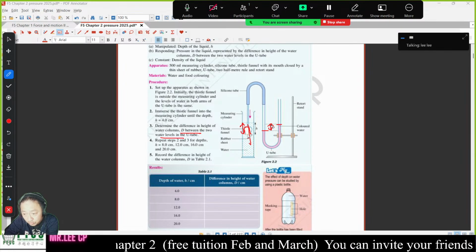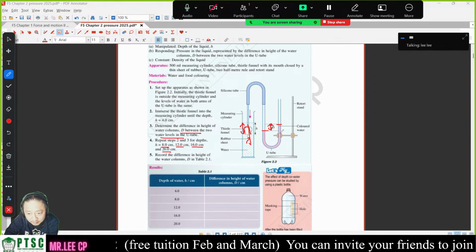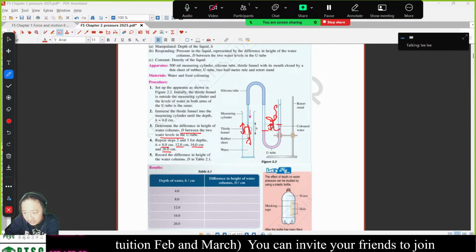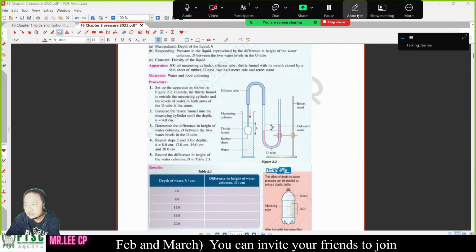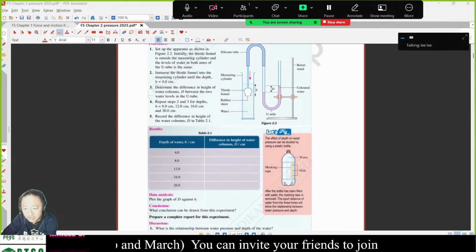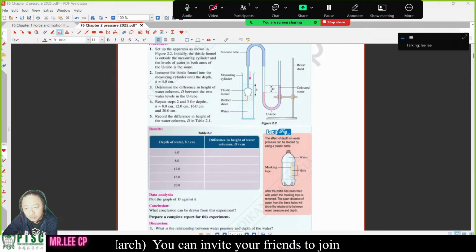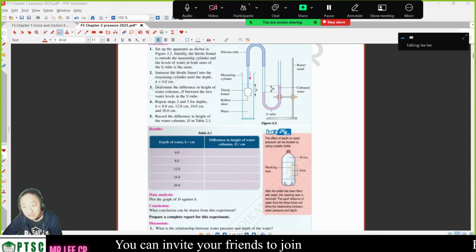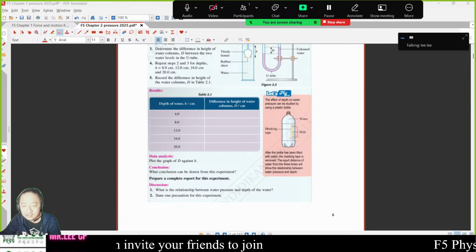You go deeper, then 8 cm, 12 cm, 16 cm, 20 cm. You will find this D getting higher and higher. So this is the difference in pressure. For 4 cm, maybe this is 5, 10, 15, 20, 25 like that. Maybe. You do the experiment, you find the difference there.